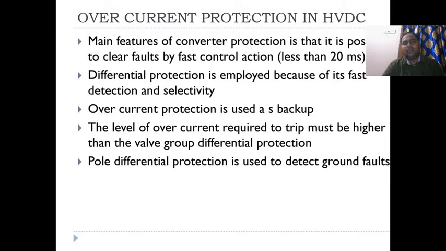Normally overcurrents occur. What is the cause of overcurrent? Overcurrent occurs because of short circuit faults. Whenever a short circuit fault occurs in a system, an overcurrent flows in the circuit. The overcurrent can be avoided by using differential protection, which we frequently use, that is, the pole differential protection.